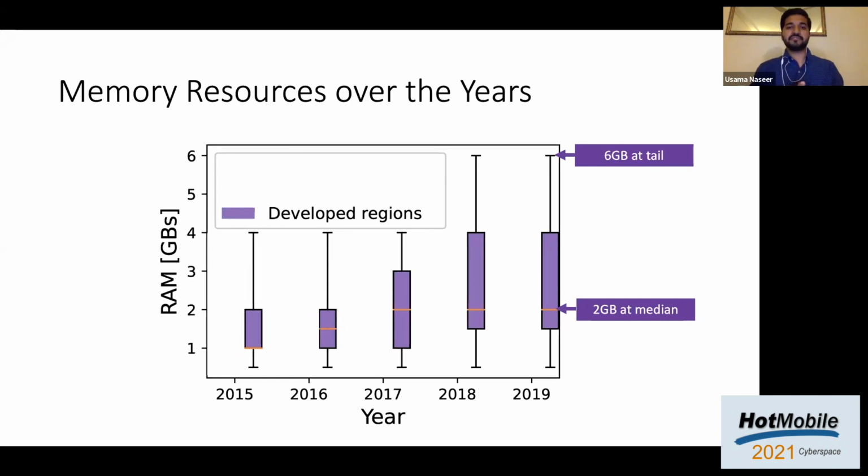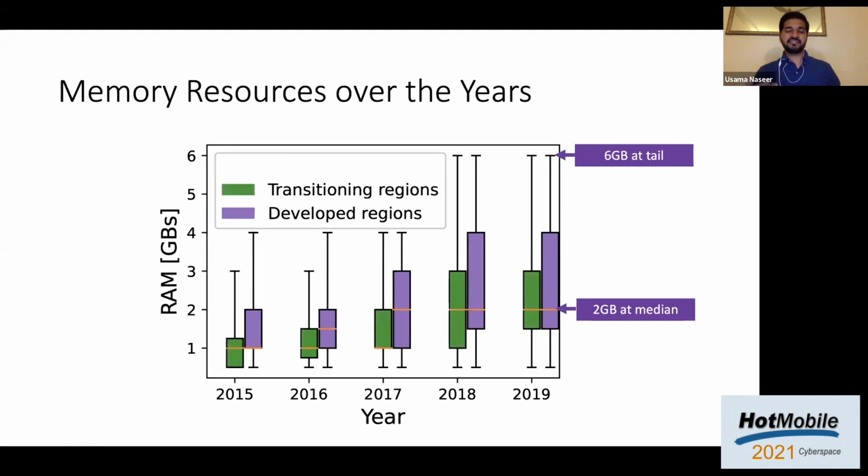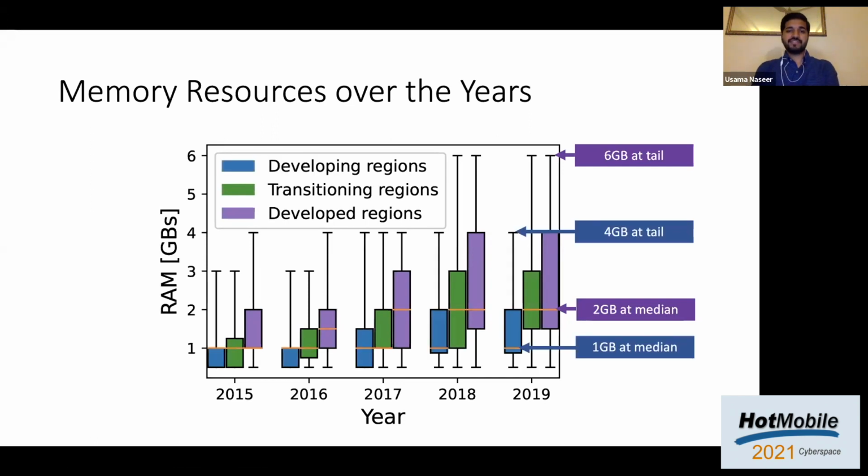For the developed regions, we see that there's a consistent increase in memory resources with time. In 2019, the median device has 2 GB of RAM and the tail one has as much as 6 GB. For the transition region, we see a similar trend where the memory has grown over time, although the rate is a bit lower. However, for the developing region, we see that the trend is a bit different.